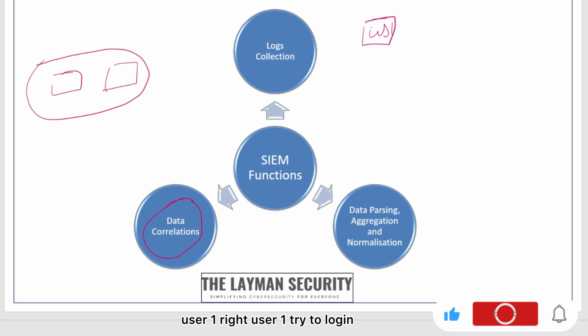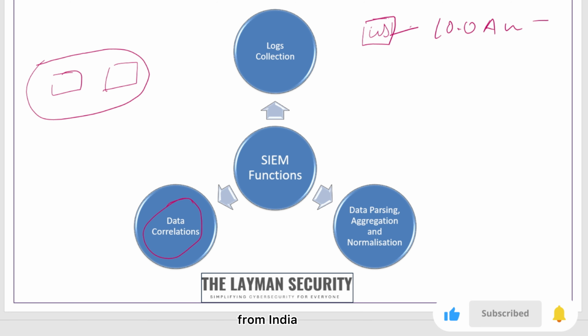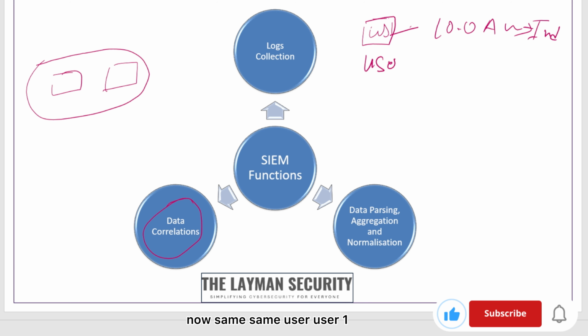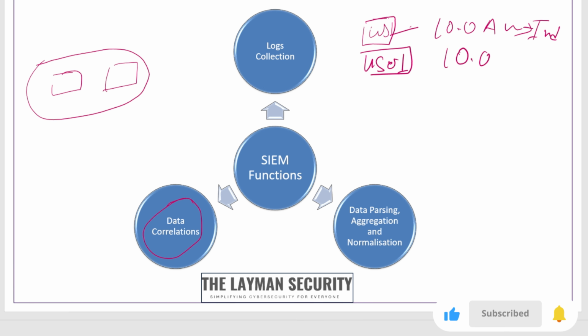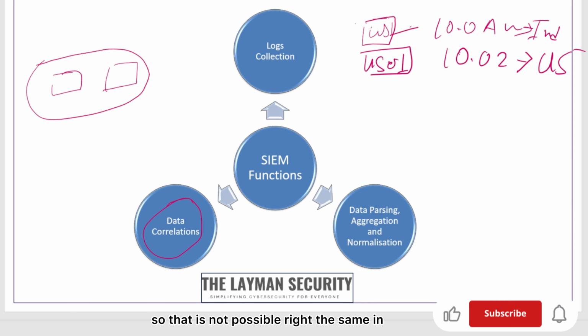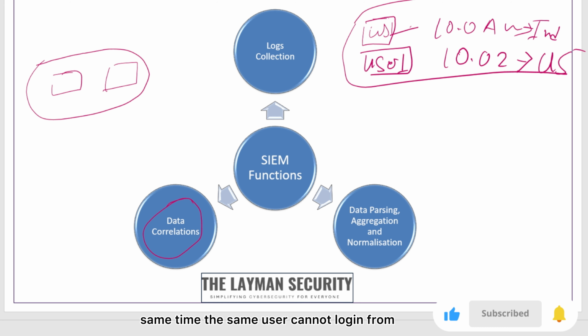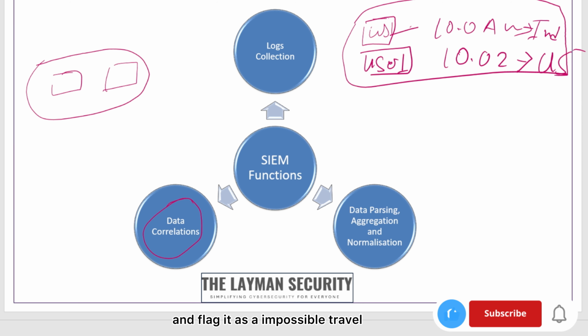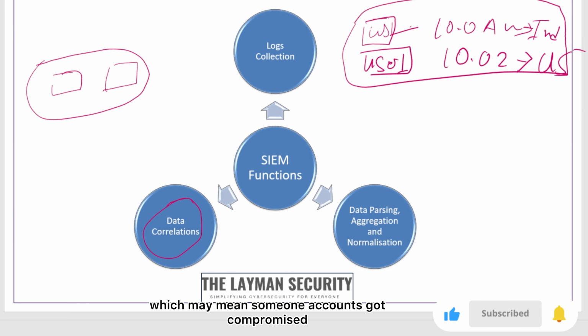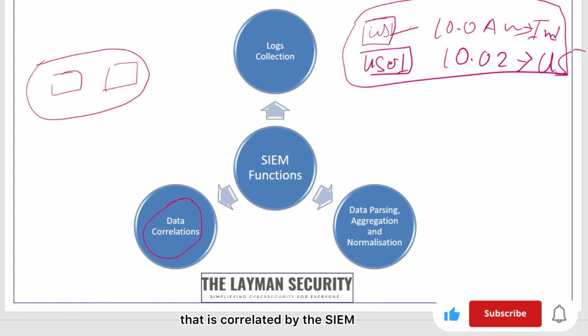Let's say for example, user 1 tries to log in at 10 o'clock from India. Now the same user 1, at 10:02, we got an event that user 1 logged in from the US. So that is not possible, right? The same user cannot log in from two different locations at the same time. So SIEM will catch this and flag it as an impossible travel, which may mean someone's account got compromised. That is correlation by the SIEM.